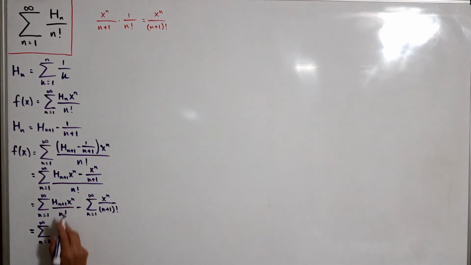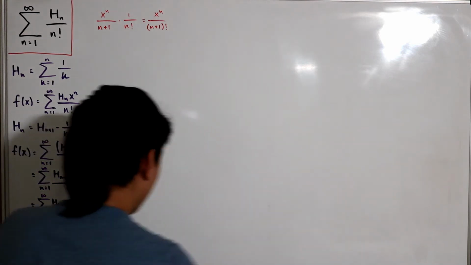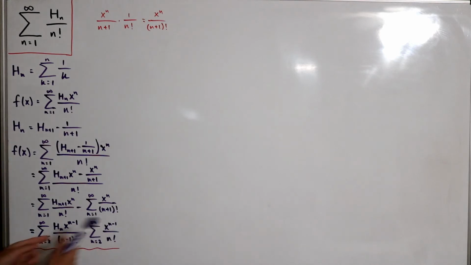So if we start at 2, that means this will have to be h sub n, and then x to the power n minus 1, and then this is being divided by n minus 1 factorial. Now if I subtract this and we change this to our index starting n is equal to 2, then from here this will be x to the power n minus 1, and then this is being divided by n factorial. Alright, so now on to our two little notes that we want to analyze between these two sums.